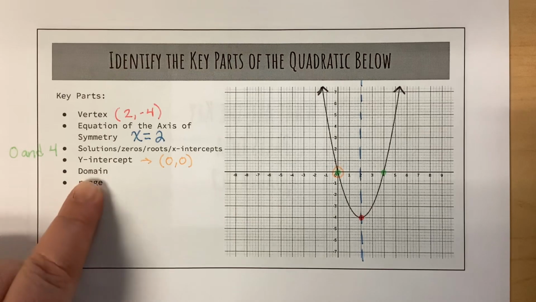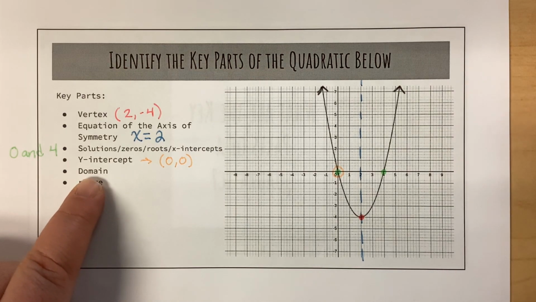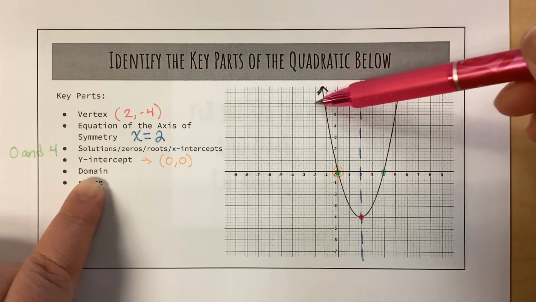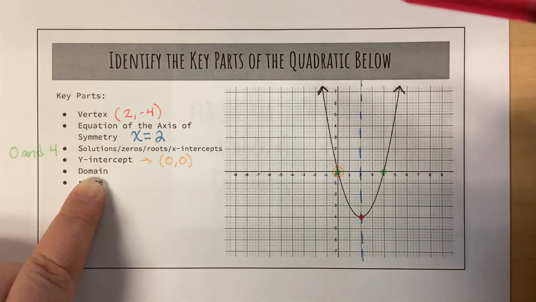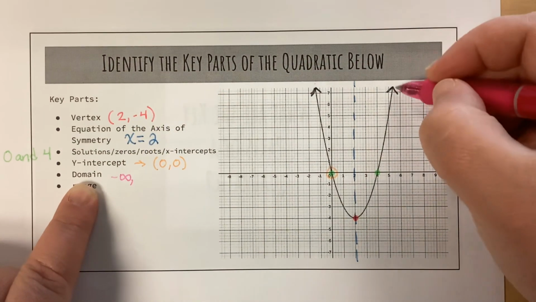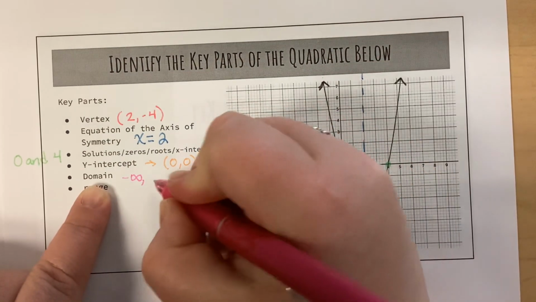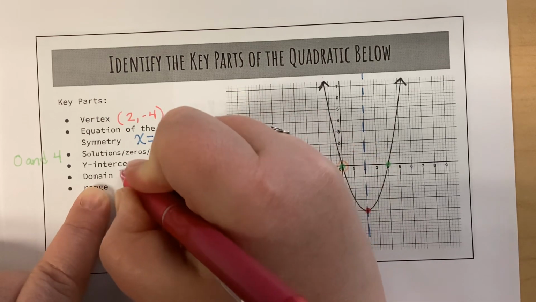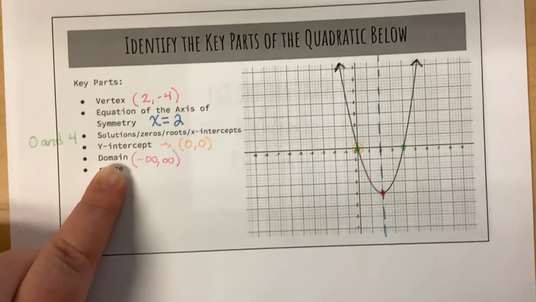So when it comes to domain, remember you're trying to find the farthest left the graph goes to the farthest right. Now the farthest left I see is an arrow, so that means it goes to negative infinity forever. And the farthest right the graph goes is also an arrow, so that's infinity. So I'm going to write negative infinity to infinity.